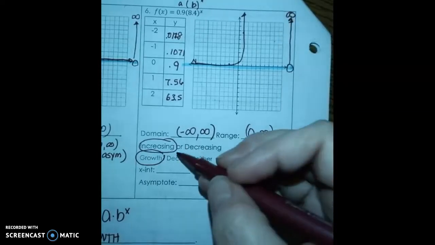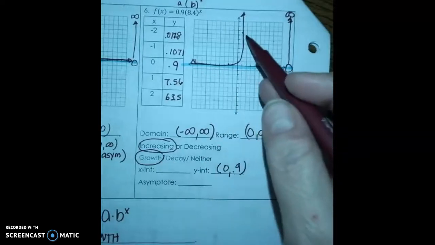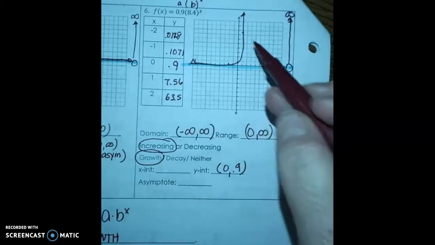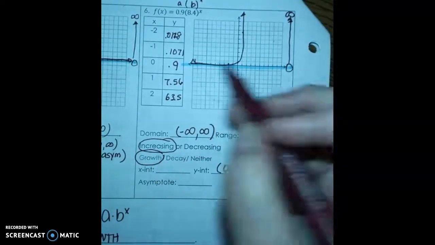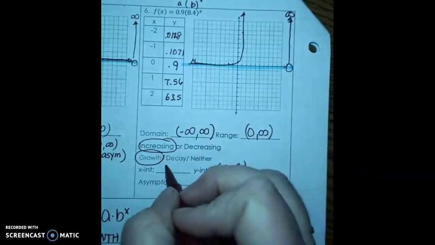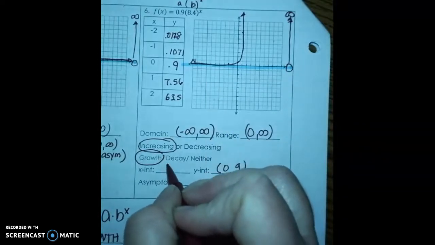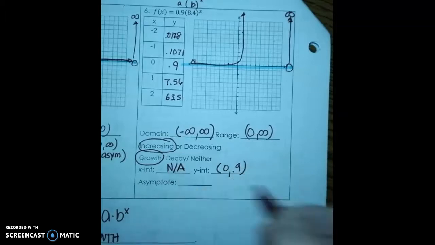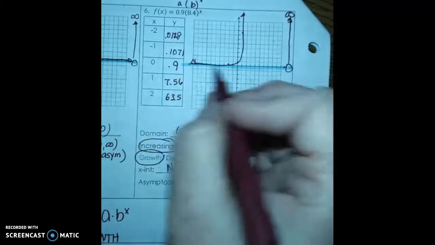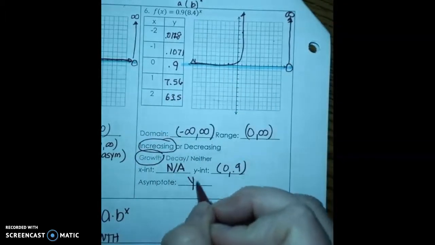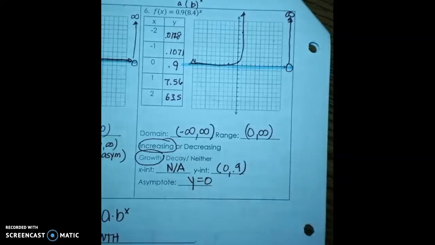Okay. We already made these predictions. It is in fact increasing, and it is a growth. The x-intercept, well, the x-axis is the asymptote, so we can't ever touch it. So we're going to say not any here. And then my asymptote is the x-axis, which is where y equals 0.